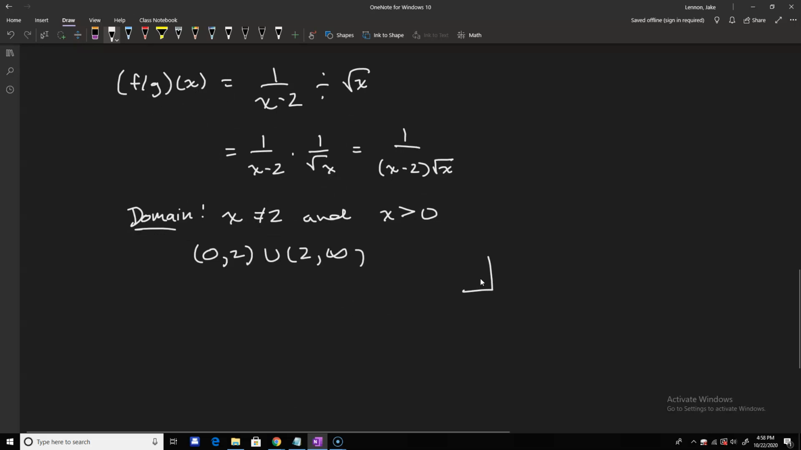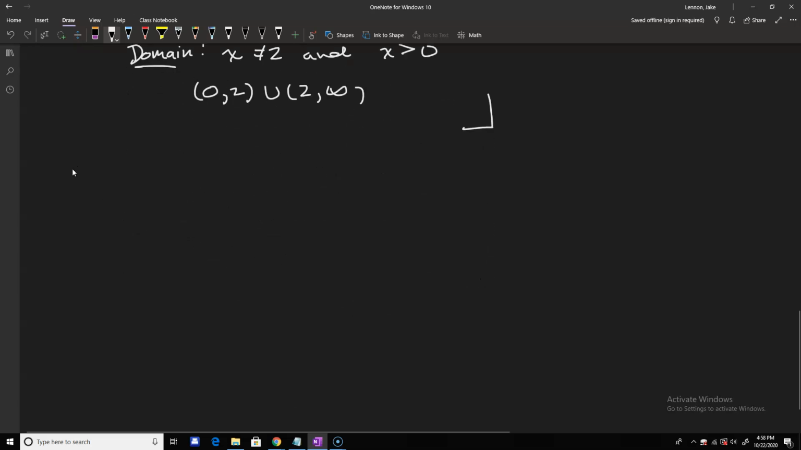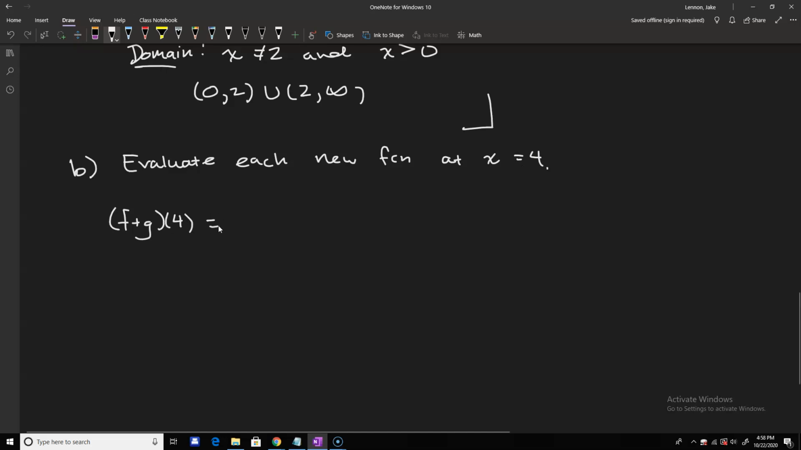Now let's maybe evaluate the functions. So B, evaluate each new function at x equals 4. So we have f plus g of 4. This is going to be f of 4 plus g of 4, which is 1 over 4 minus 2 plus the square root of 4. So that's going to come out to 5 over 2.